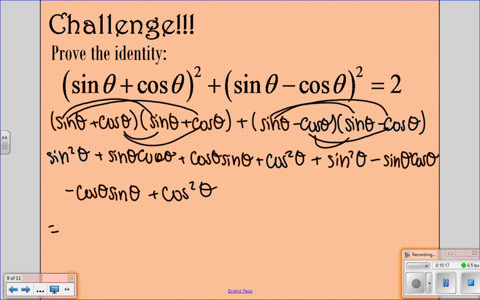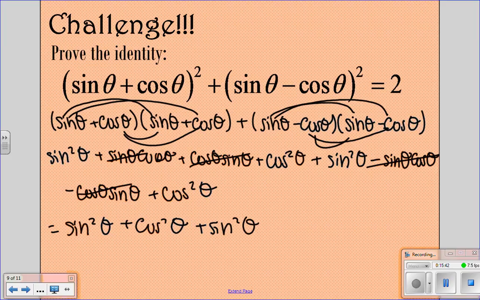Okay? So I have sine theta cosine theta, and then I have a negative sine theta cosine theta. So those two terms will cancel. Then I have a cosine of theta, sine of theta, and a negative cosine of theta, sine of theta. So those two terms will cancel. So I can write sine squared theta plus cosine squared theta plus sine squared theta plus cosine squared theta.